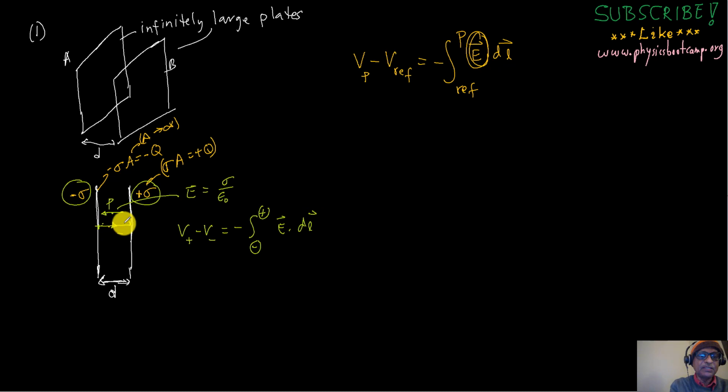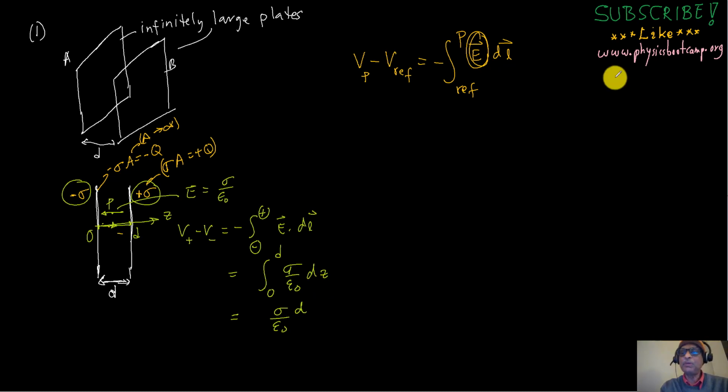So if this is a z-axis, let's call it z-axis, and call this the origin. And they're in the opposite direction. So I'm going to go from 0, and this is going to be D. I'm going from 0 to D, and this is going to be just this E, sigma over epsilon naught dz, which is just going to be sigma over epsilon naught times D.